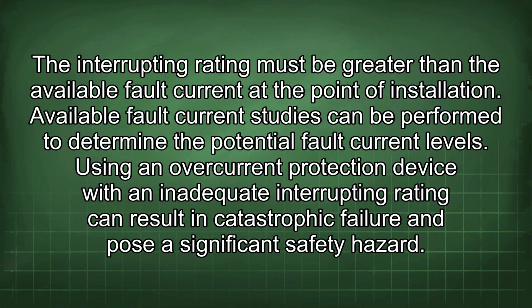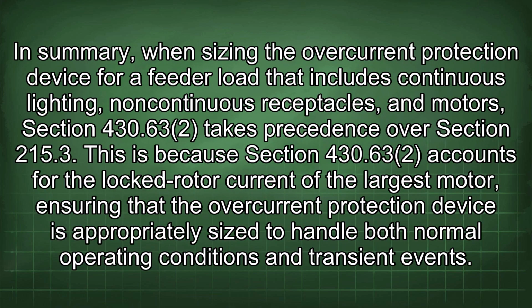Available fault current studies can be performed to determine the potential fault current levels. Using an overcurrent protection device with an inadequate interrupting rating can result in catastrophic failure and pose a significant safety hazard. In summary, when sizing the overcurrent protection device for a feeder load that includes continuous lighting, non-continuous receptacles, and motors, Section 430.63 takes precedence over Section 215.3.